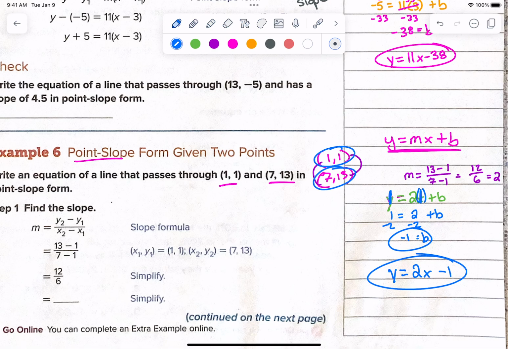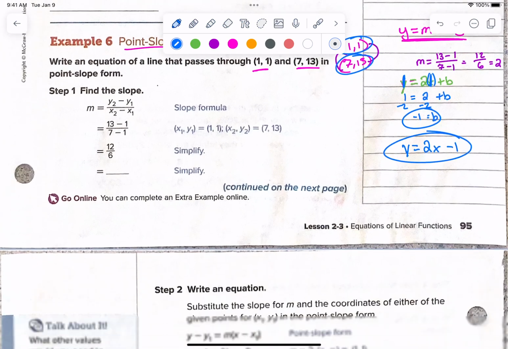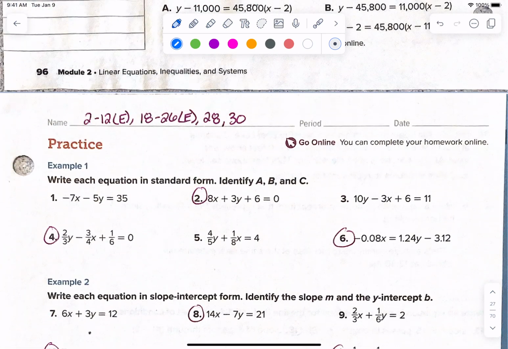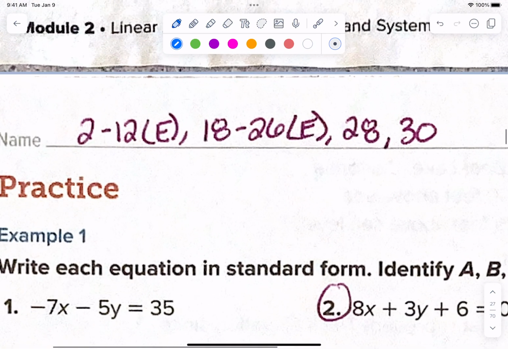Okay? Do we get how to do this? Is this all review? Did you guys do this last year? Yeah. Awesome. All right, here are the instructions for the homework assignment. It's also on the board up here. Write those down and then I'll go through and tell you which ones to change the instructions on. And if it ever says point slope, change it to slope intercept.